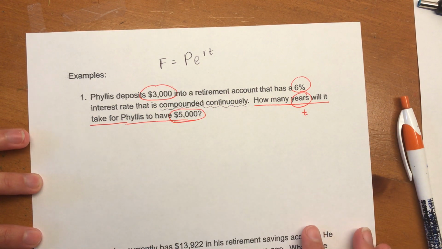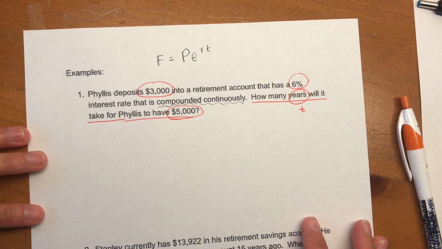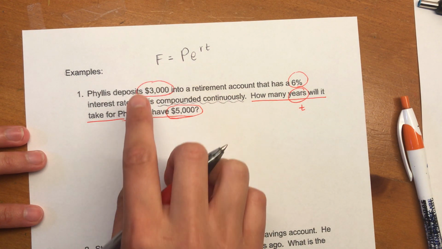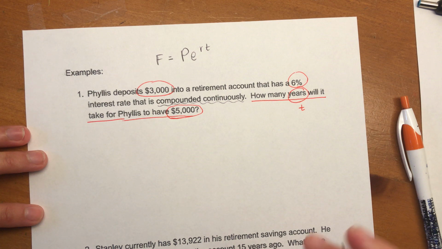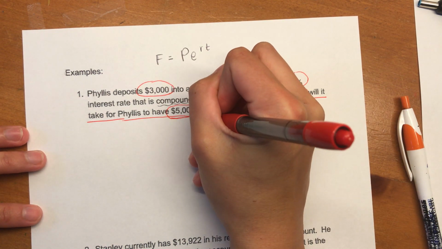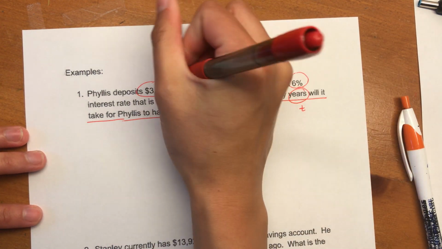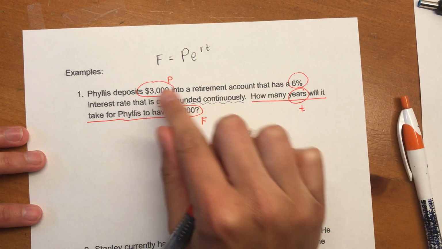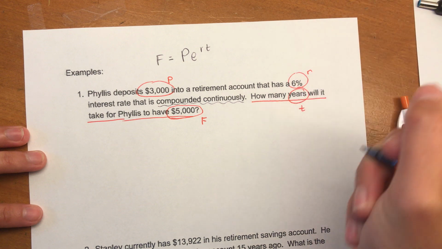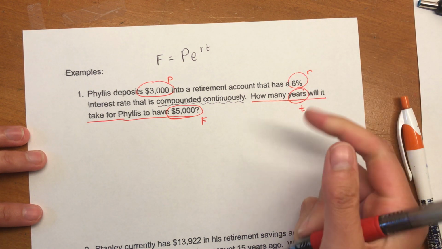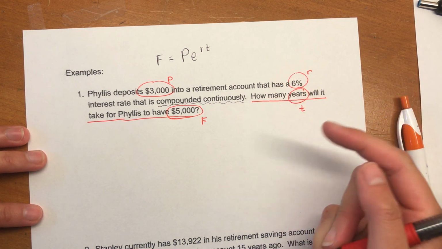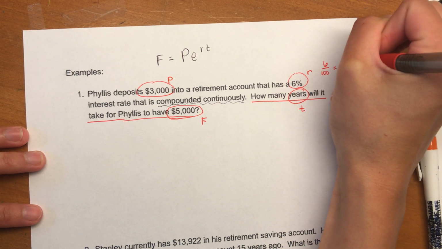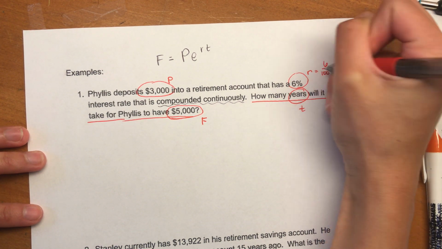Okay, so I'm going to be trying to figure out where each of these numbers goes in my continuously compounding interest formula. If we remember, F is going to be our final amount. So what number would be our final amount here? 5,000, right? Her initial value, P, she initially deposited $3,000, and then we've got a 6% interest rate, so that's got to be R. And remember that 6%, we are always dividing 6 by 100, so really our R is 0.06.